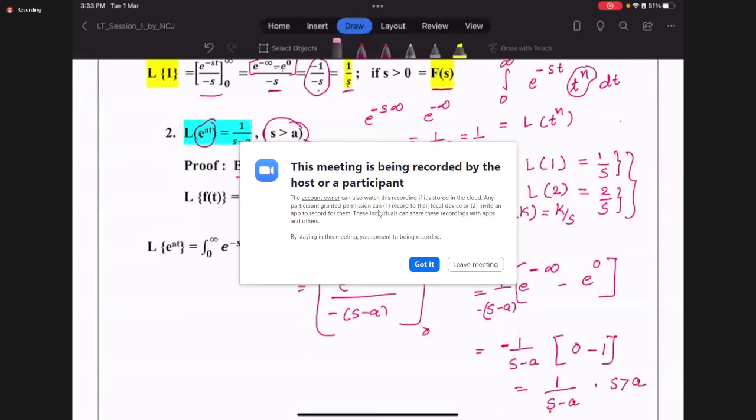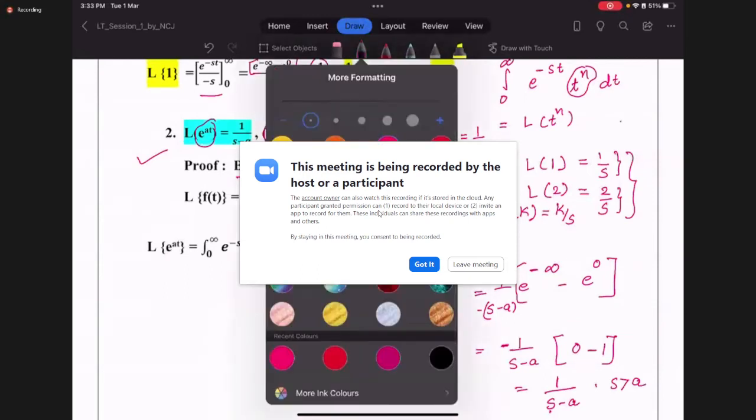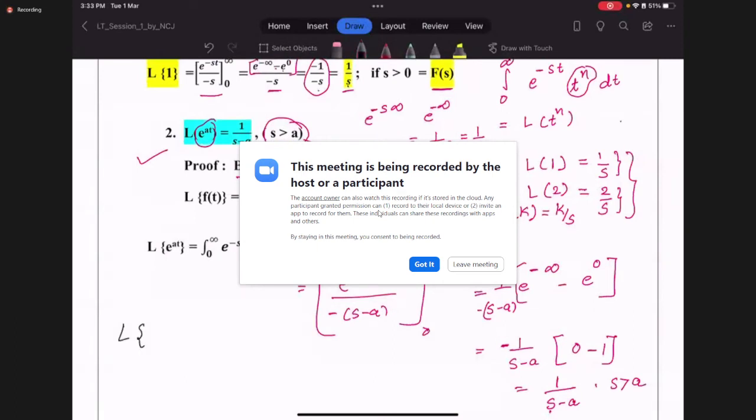Understood? So this is the way you can find the Laplace of e raised to at. If I ask you what is Laplace of e raised to at, your answer should be 1 upon s minus a. If I ask what is Laplace of e raised to 2t, the answer is 1 upon s minus 2. Laplace of 2 e raised to 3t is 2 upon s minus 3.